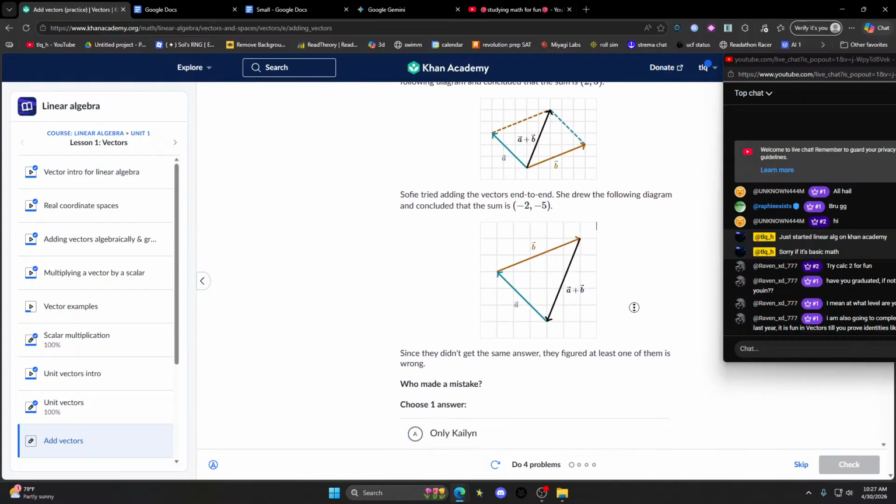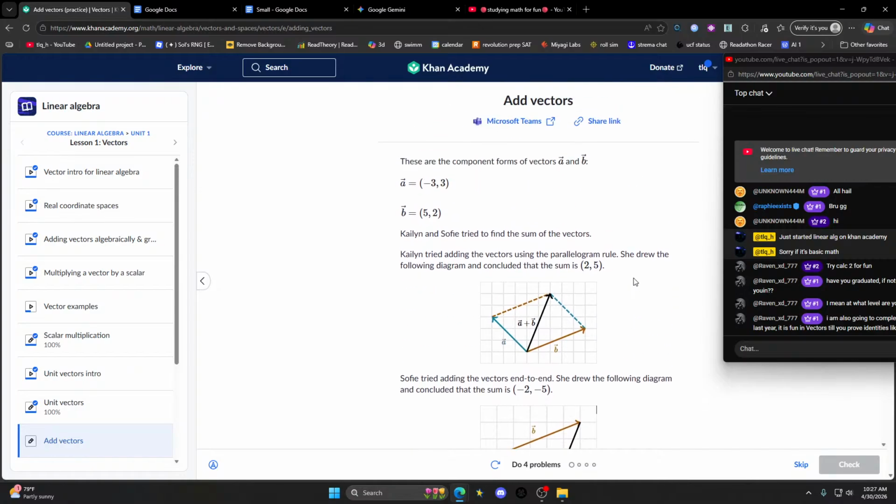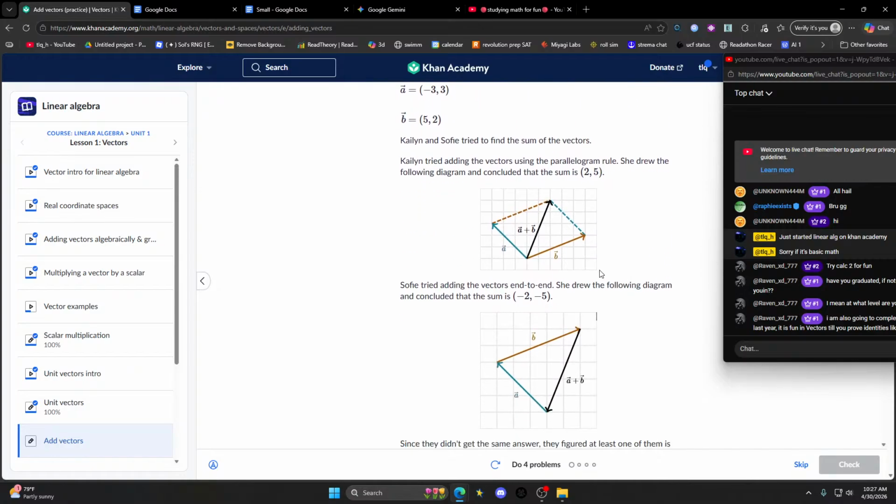Oh my god, this actually sucks, man. A lot of information for a question I'm fresh on, right? Okay. Can then try adding. Okay, the sum is 2 by 5 of A and B. Okay, 2 and 5. That seems accurate, yeah.